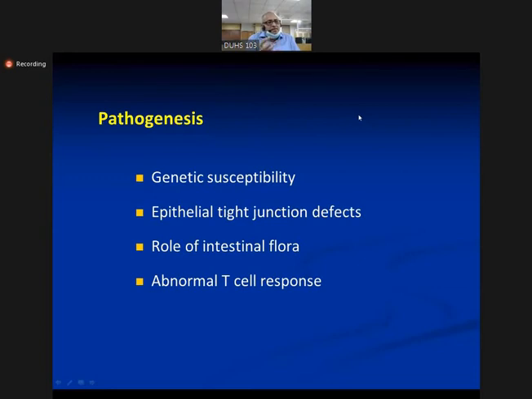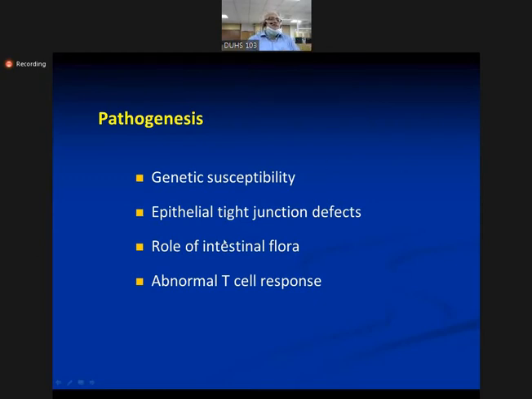Then we have certain other genes like the ATG16L1 gene, then the IRGM gene. They are also responsible for the formation of autophagosomes for killing of the bacteria. So whenever there is a mutation, we have these things involved. Okay.